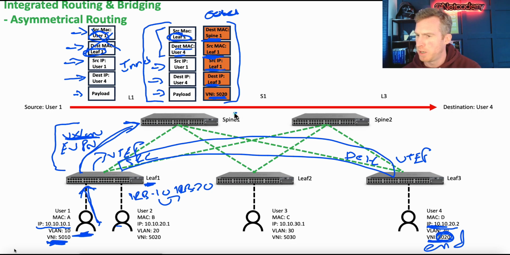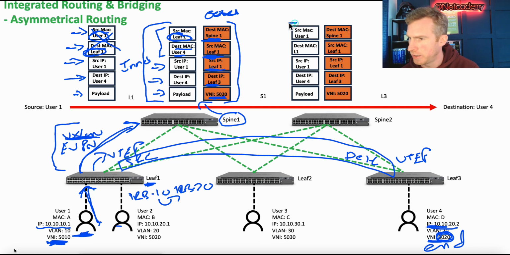And at this point, spine 1 has now got all of this information here, but does it actually need to look at all that information? The answer is no, it actually does not. The next step in the process, you can see that that inner VXLAN header has not changed a single bit.